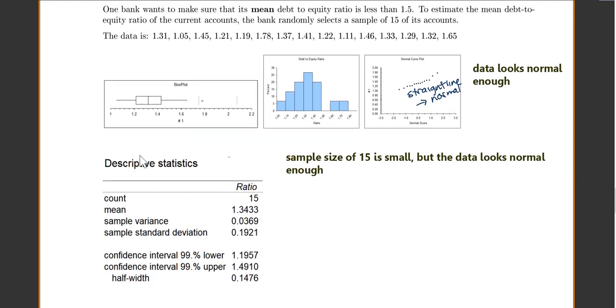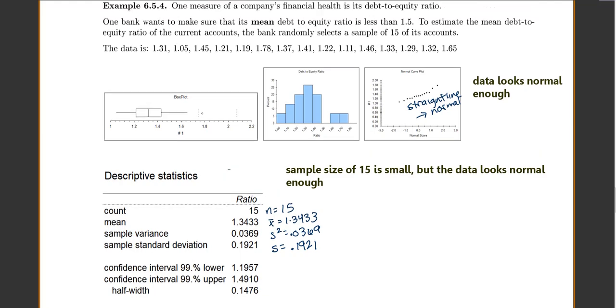Then I also gave you descriptive statistics. Notice there's the count of 15. That's their way of saying n equals 15. The mean, x bar, equals 1.3433. You have sample variance, that would be s squared equals 0.0369, and sample standard deviation s equals 0.1921.